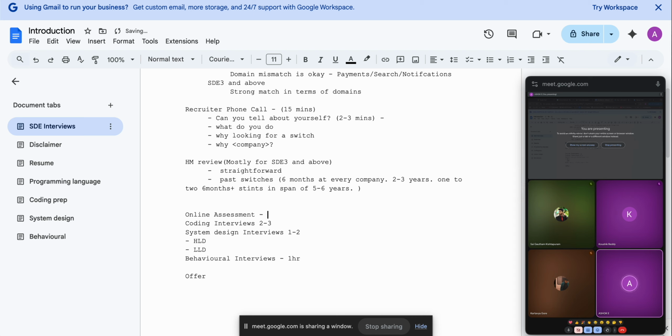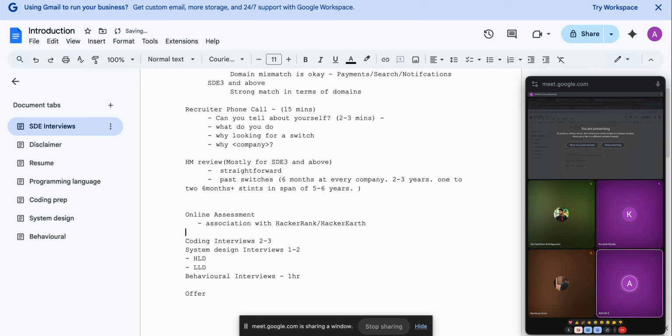And when it comes to the online assessment, every company has association with some partners like HackerRank or HackerEarth or any other platform, right? So the main thing you need to do is search in the LeetCode discussion, and get to know about the platform as well as past questions, right? Prepare them in advance.